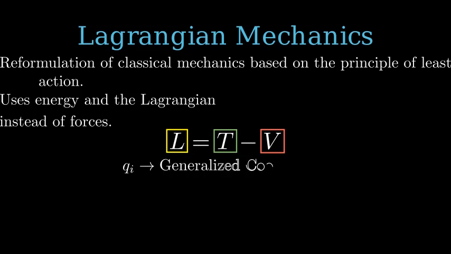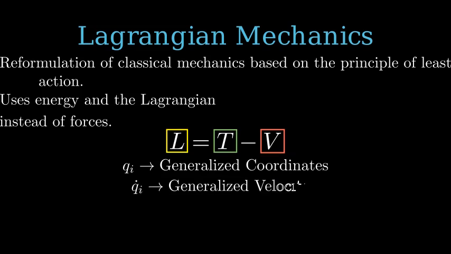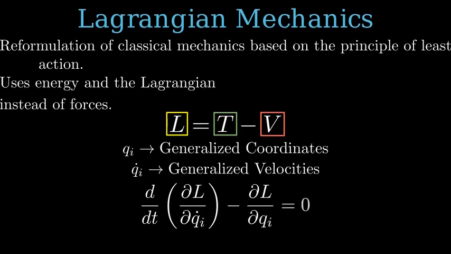To describe the system's configuration, we use generalized coordinates, denoted as q_i. The time derivatives of these coordinates are the generalized velocities, denoted by q_i dot. The equation of motion in Lagrangian mechanics is the Euler-Lagrange equation, shown here. It relates the partial derivative of the Lagrangian with respect to the generalized velocity and the partial derivative of the Lagrangian with respect to the generalized coordinate to describe the motion of a system.